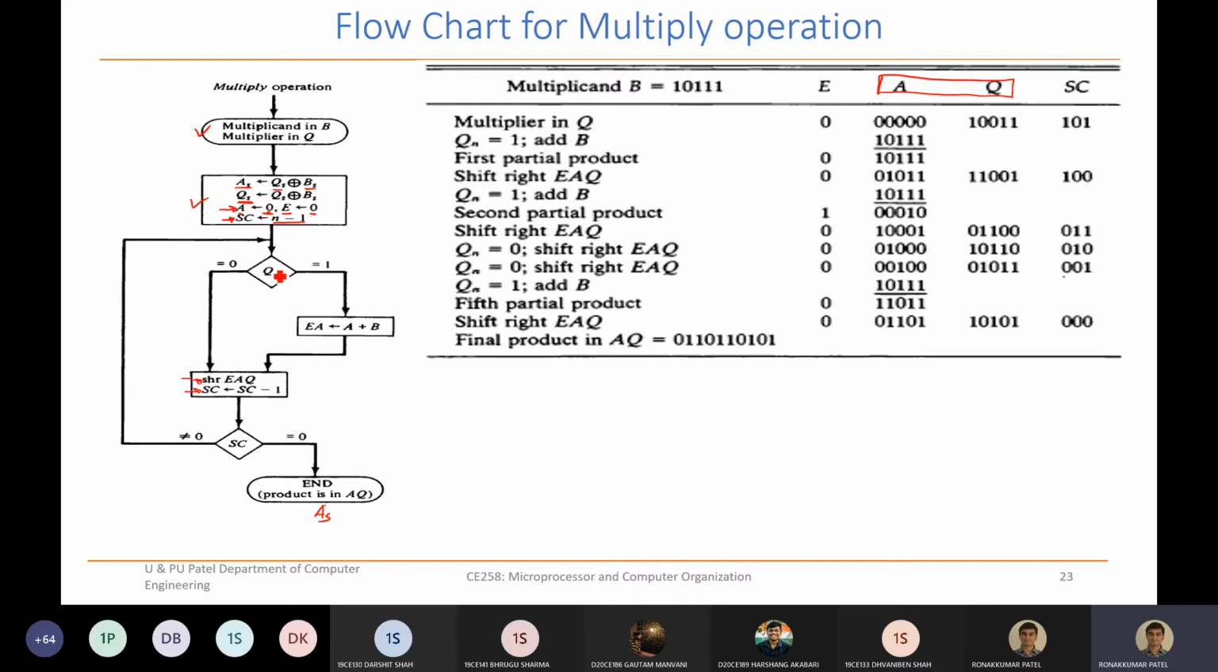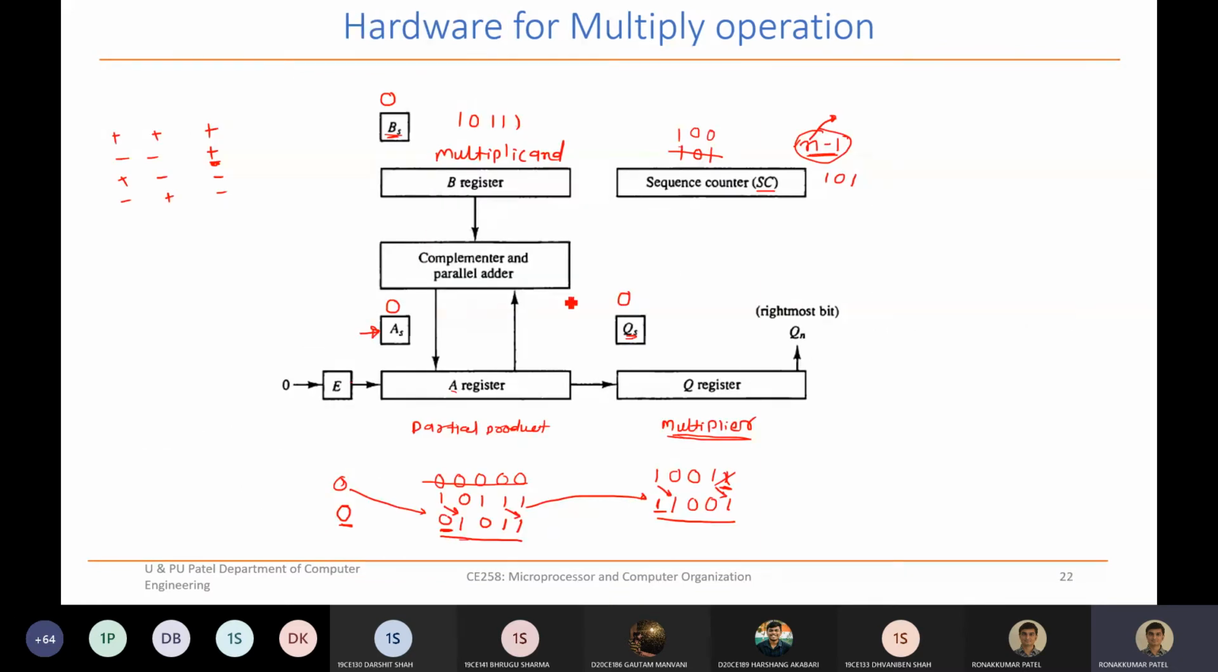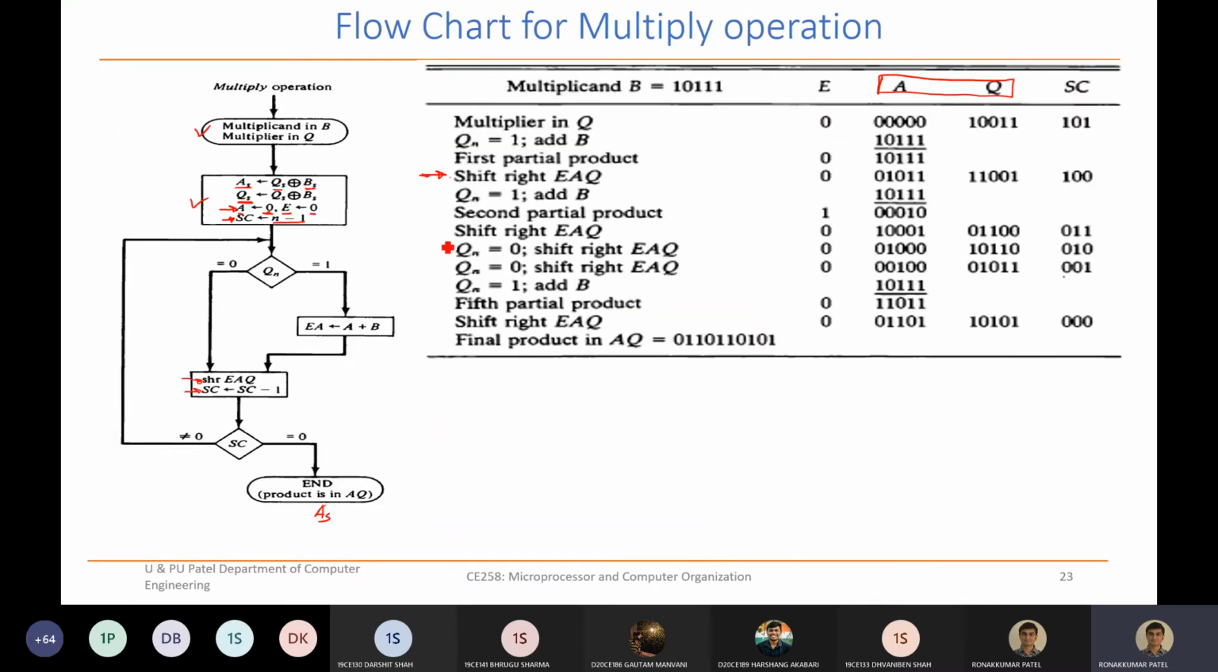Okay, if not equal to 0, then repeat the steps. Take the least significant bit, check the least significant bit. If it is 1, add it. Otherwise, if it is 0, shift right operation, decrement the sequence counter, and then again check SC. So we have performed till this thing. This much I have just shown you here, which we did, right?